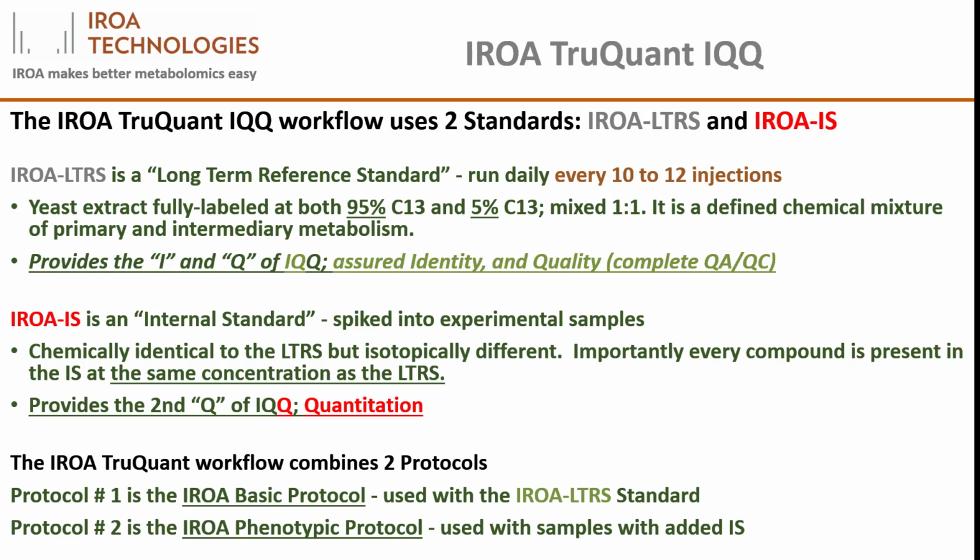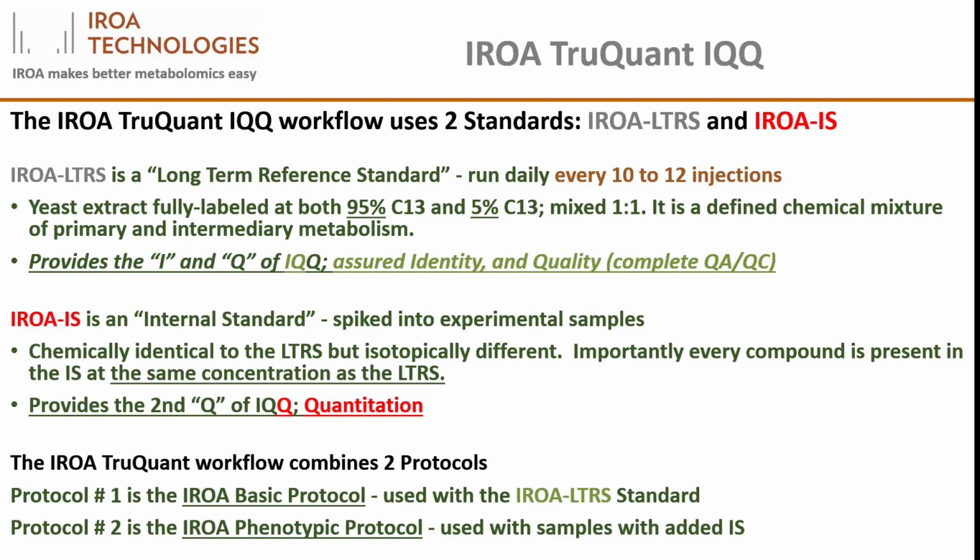The Eroa IS is chemically identical to the Eroa LTRS, but has only the 95% material. It is put into every experimental sample at a concentration equal to that of the LTRS. As an internal standard that is present in every sample, the quantitation of natural abundance analytes is made relative to the internal standard, and its ion suppression may be corrected.